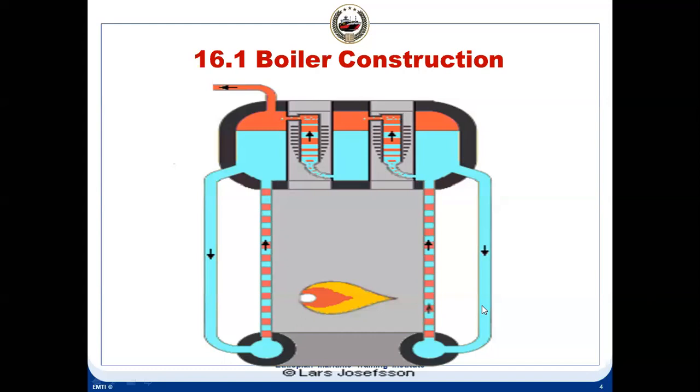This is a very rough diagram, but as you rightly said, this is your furnace. Around the furnace, we have water tubes. So this part of it is the water tube. These are the risers. These are the downcomers. This is your bottom header, and this is your steam drum.